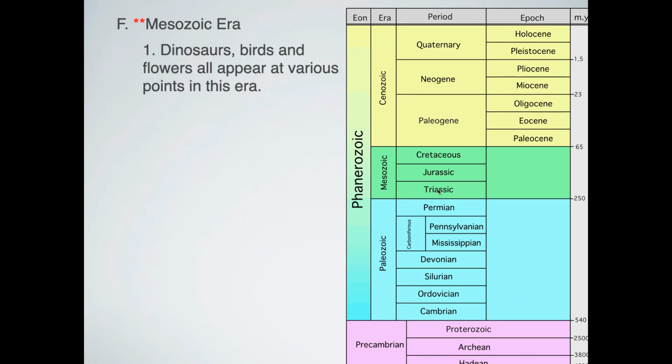So the Mesozoic era. Now, this is the Triassic, Jurassic, and Cretaceous period. So this is the one that everybody's familiar with. Dinosaurs are in this era. Birds appear near the end. Flowers appear at various points.